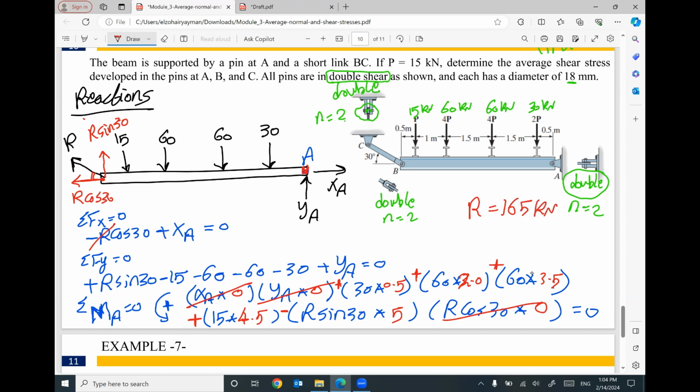If you put R here, 165, I can figure out the value of XA. It will be 142.9. If you put R here, 165, I can find the value of YA. It will be 82.5 kilonewton.